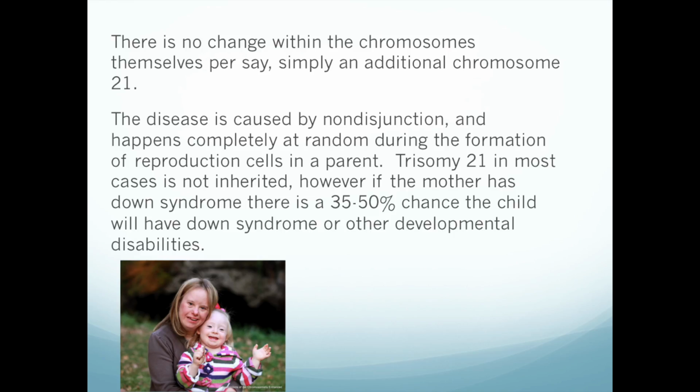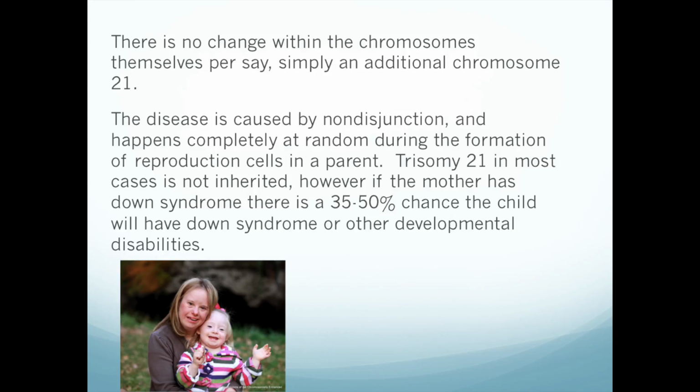There's no change to the DNA or genes within the 21st chromosome when you have trisomy 21, simply the fact that you have 3 in every cell instead of 2. The reason this happens is that during meiosis, non-disjunction occurs. If it does occur, it occurs 95% of the time in female gametes and 5% of the time in male gametes.